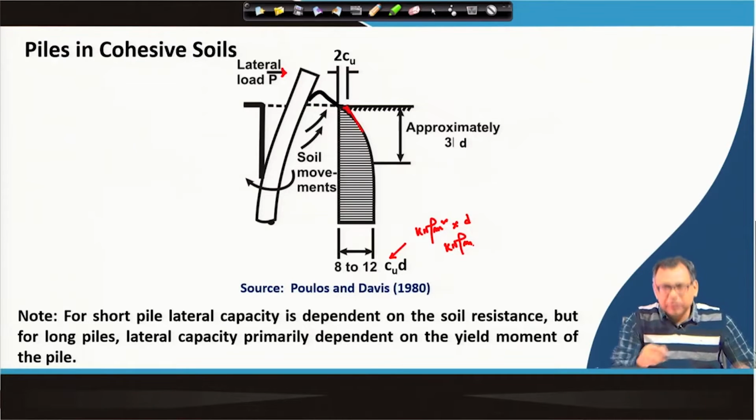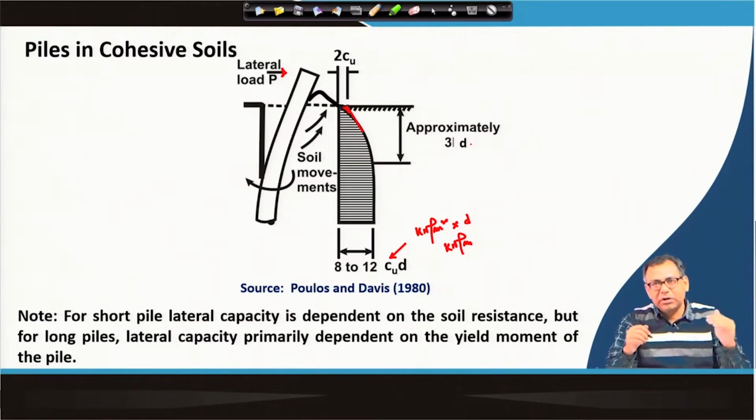It is also noticed that approximately after 8 d from the top of the pile, the distribution is uniform. And it is also observed that for the short pile, lateral capacity depends on the soil resistance. That means the soil resistance gives the whole lateral resistance for the lateral loaded pile. So the lateral capacity of the pile solely depends on the soil resistance for a short pile, but for a long pile, lateral capacity primarily depends on the yield moment of the pile.